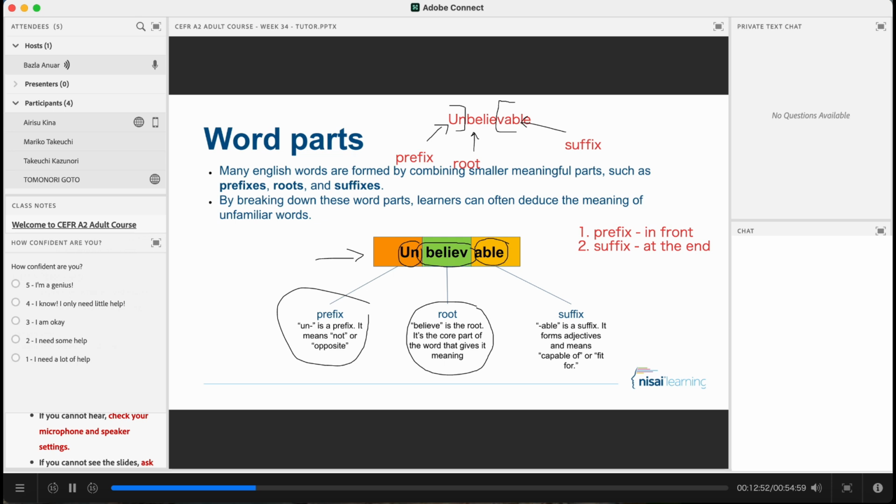And lastly, we have able. The word able is a suffix. It forms adjectives and has a meaning of capable of or fit for. And two things to remember when it comes to prefix and suffix: prefix is always placed in front, suffix is always placed at the end. That is how we know which one is a prefix and which one is a suffix.